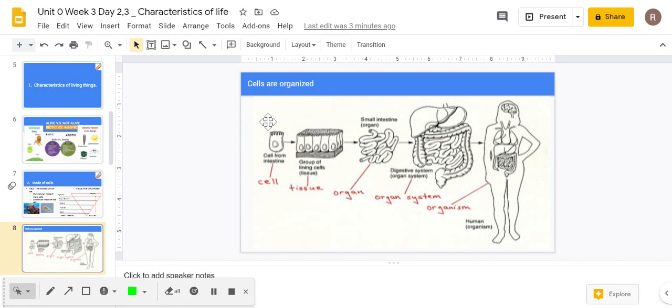We start out with one cell. That cell is then multiplied, and all those cells that are completely identical come together and form tissue. Those tissues come together and form organs, complete, ready to go, ready to do their job. When those organs come together with the other organs that will help them finish the job, we call that an organ system. And those organ systems come together to basically help the entire organism function properly.